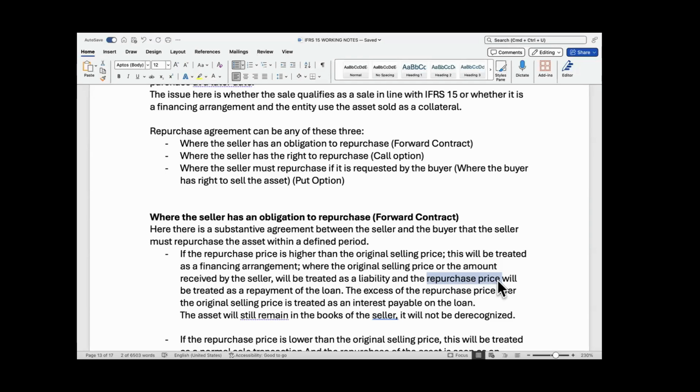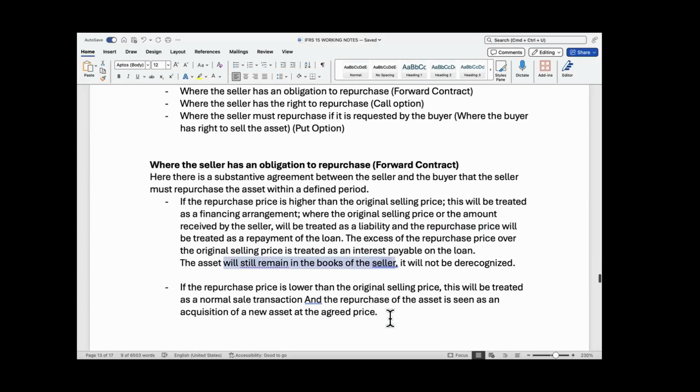And since we are saying that this is not a sale, that in the initial sale you did not sell, that means you cannot derecognize the asset from your books. It's still going to remain in your books. But if it's the other way around, where the repurchase price is lower than the original selling price, then we're going to treat it as a normal sale transaction, and the repurchase of the asset is seen as an acquisition of a new asset.